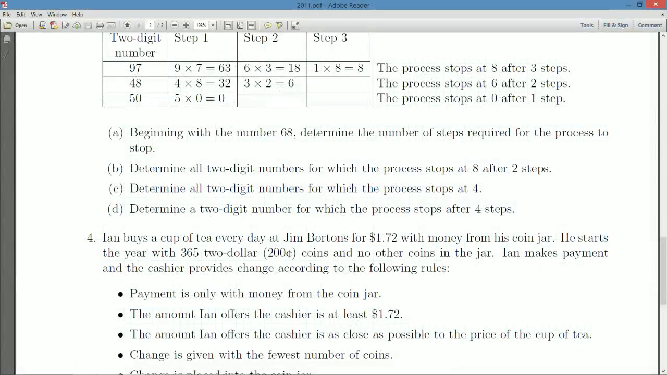Alright. C part. Determine all 2-digit numbers for which the process stops at 4. Okay, so we're going to have to do more backtracking, but this time we're not stopping after 2 steps. So, for example, 36. Actually, we got 63 last time. 63, we could have gone back a step further, but then we would have been ending at 8 after 3 steps. So we're going to keep going and going for 4.